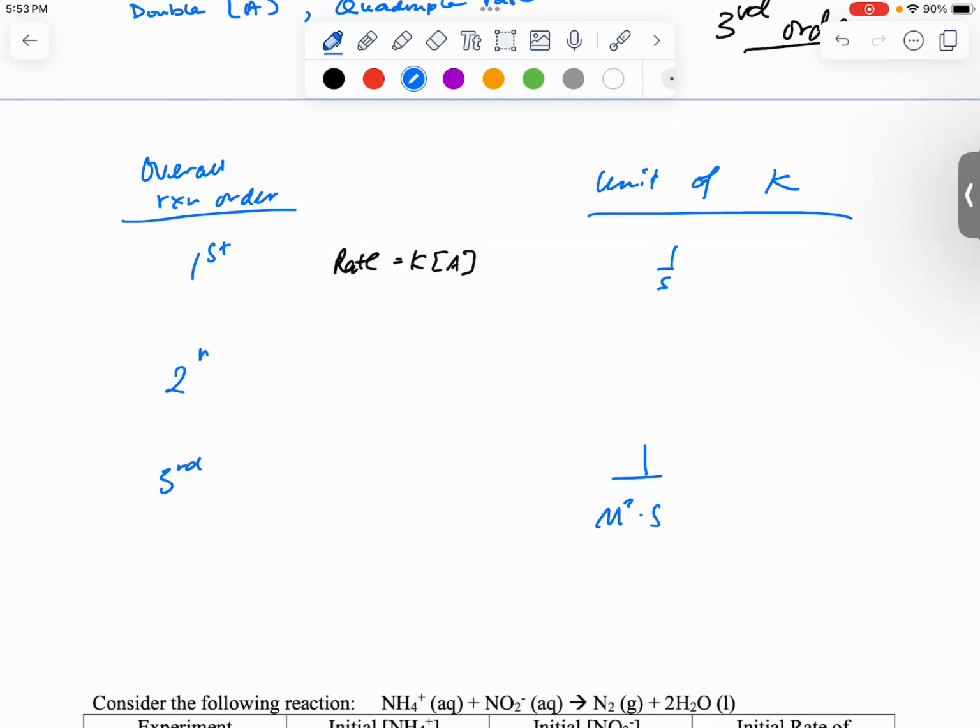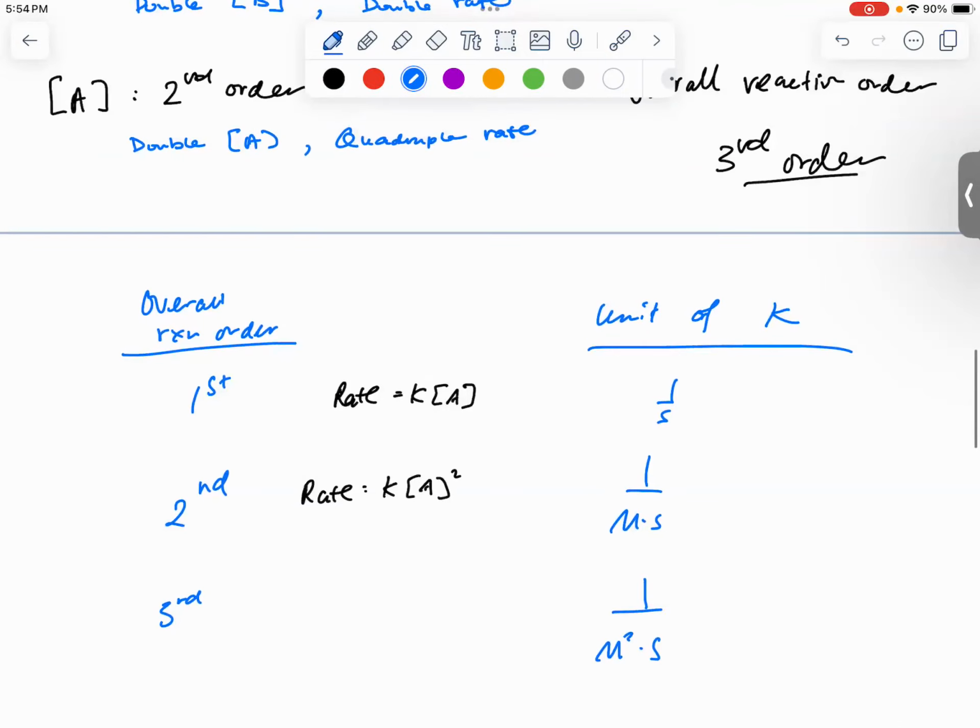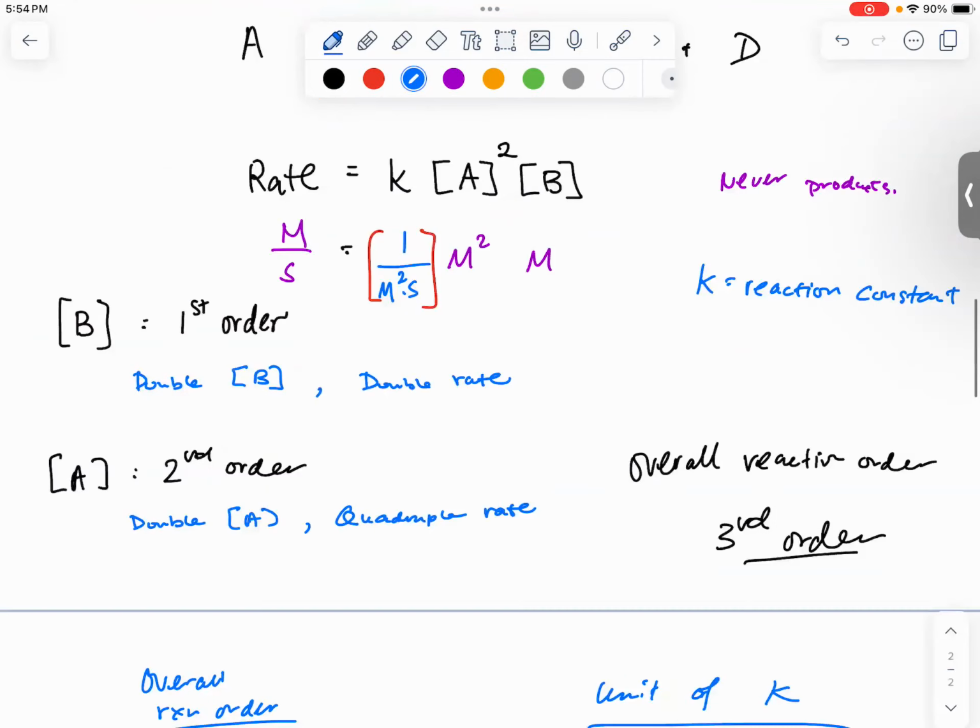And what about overall second order? So it could look like something like this. 1 over m times second. So this is the mysterious part that when I was a student, I was like, wait, what? So the unit could change? Yes, the unit. It is easy, but you have to acknowledge the variability of the unit. So that equation is not like a constant equation. It just changes based on the reaction.